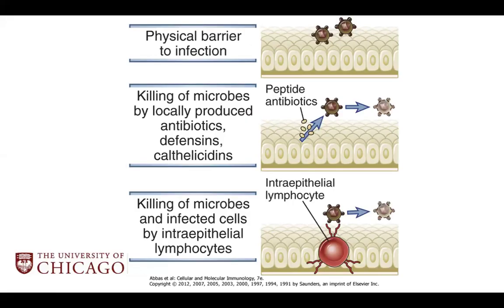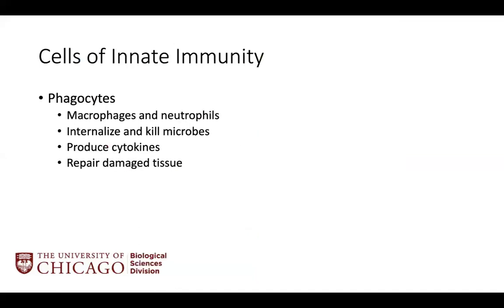Right, so here's just the same thing. The epithelial cells, it's a reminder, are not just a physical barrier to infection, but can also secrete local peptide antibiotics, defensins, cathelicidins, and will contain some of these intraepithelial lymphocytes that have not undergone a gene rearrangement and become part of the adaptive immune system.